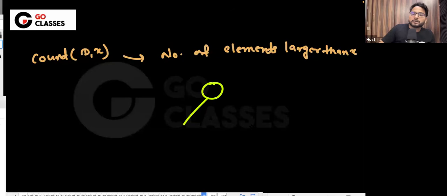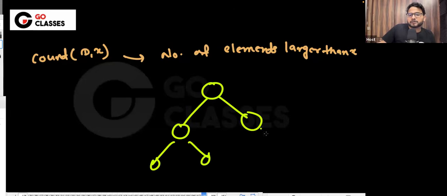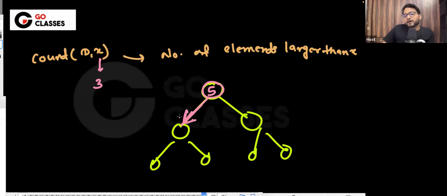So what will the algorithm do? The algorithm will be comparing the current node. Let's suppose this is 5, and the x value is, let's suppose, 3 or something. The algorithm will be comparing this 5 with this 3. If this 3 is lesser, then it will go to the left, right? Because we want to know how many elements are larger than this 3.